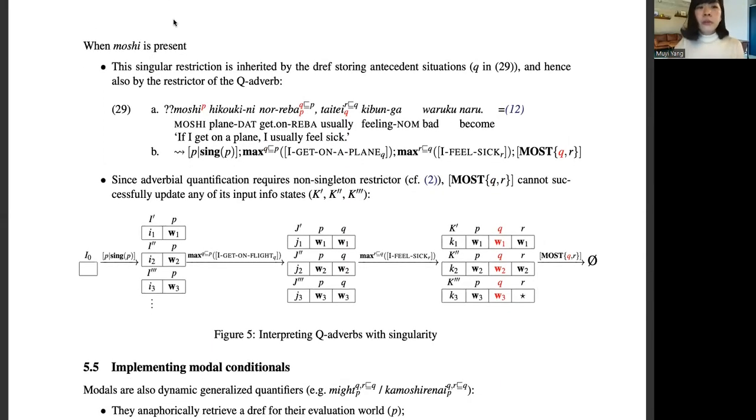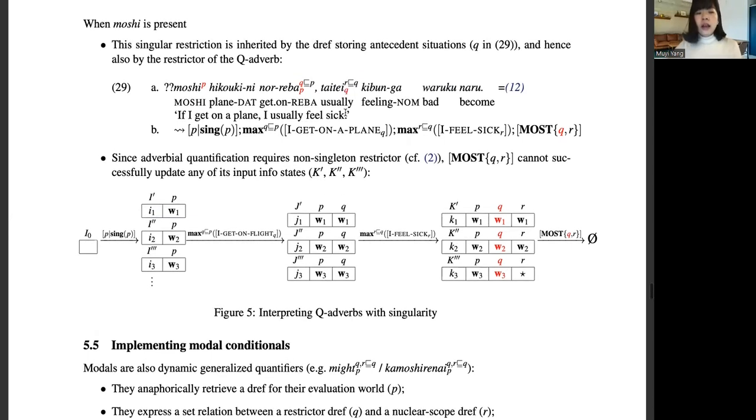Now, what about when Moshi is present? I have said that the singularity restriction enforced by Moshi is inherited by the deriv storing the antecedent situation. So in the case of 27, if I get on a plane, I usually feel sick. That would mean that both P and Q are forced to be singular. And because Taide has to obtain its restrictor via anaphora from Leba, this would mean that the restrictor of the Q adverb also has to be a singular one.